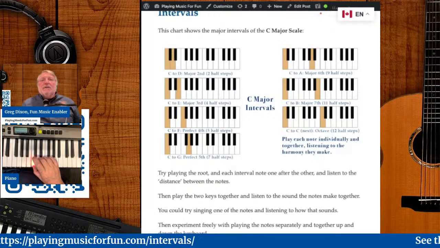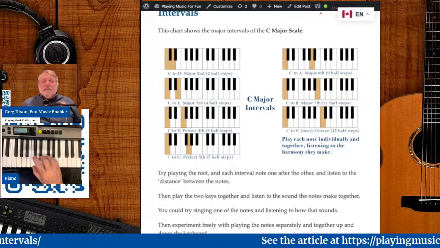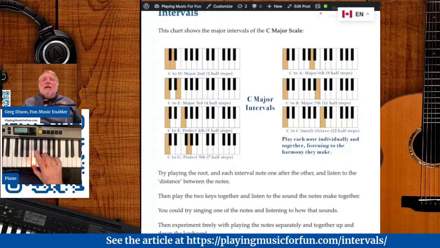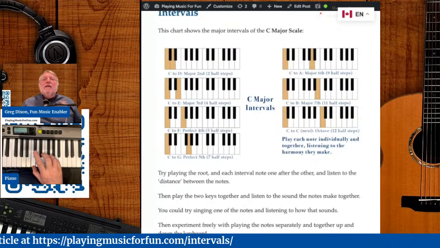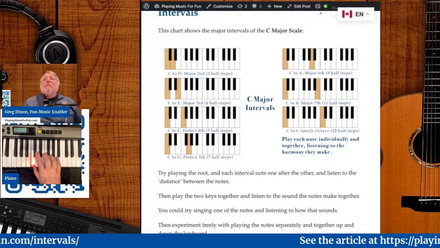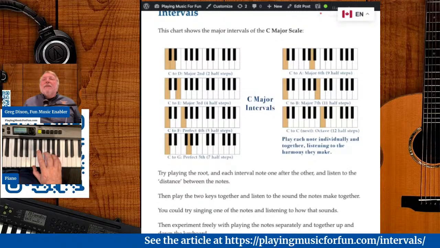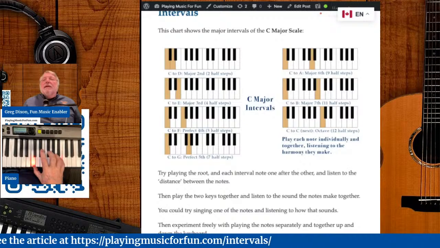I'm out of order here. Okay, then we've got this perfect fourth, the C to an F, they call it a perfect fourth. And C to G is called a perfect fifth. And then here we've got a major sixth, C to A. And then C to B, which is a major seventh.